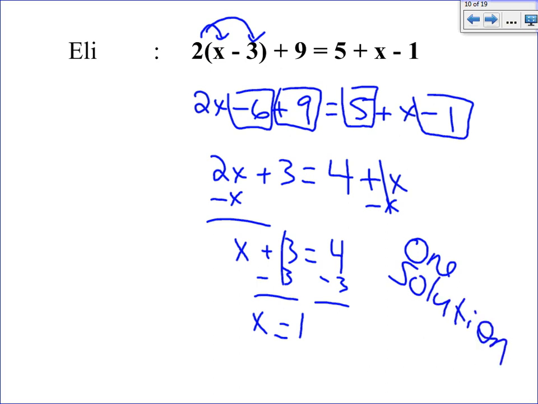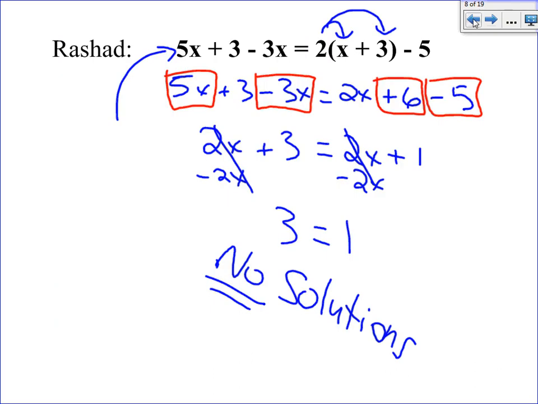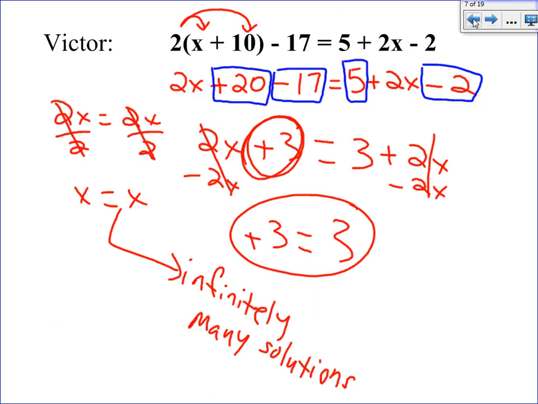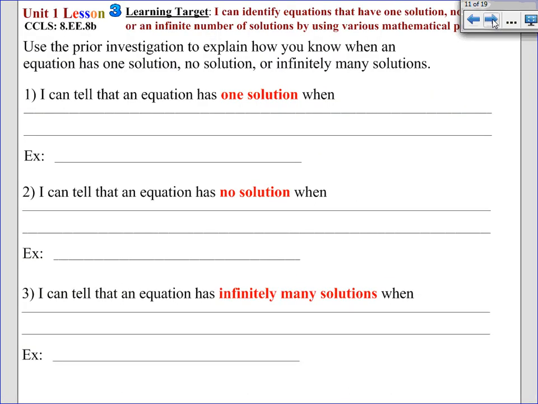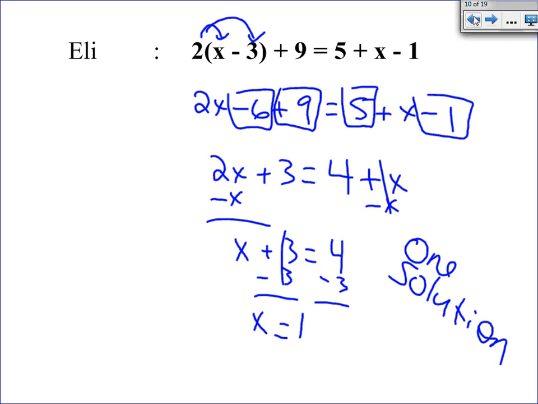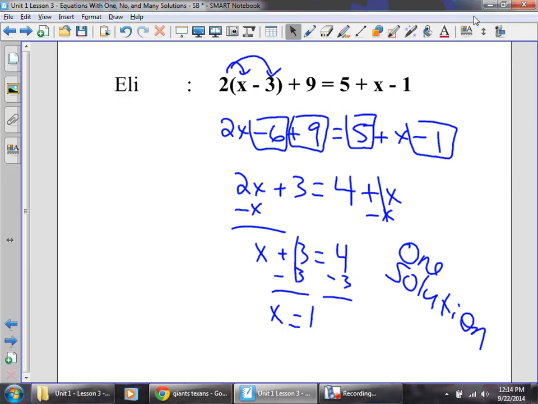So remember, when we get to an equation where the variables cancel out and we're left with two numbers that equal each other, there are infinitely many solutions, or if you end up with x equals x. If you end up with two numbers that do not equal each other, the variables are gone, then there are no solutions. And if you get something like x equals 1, then we know that there's just that one answer, and that's the only solution for this problem.